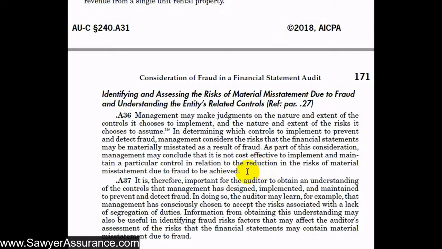It's not really our place to say what controls should be put into place. We just need to understand what controls are in place so we can understand where there might be a higher risk of material misstatement due to fraud because controls are not in place. So if we learn that management has consciously chosen to accept the risk associated with the lack of segregation of duties, then we know there's a higher risk in that part of the audit.